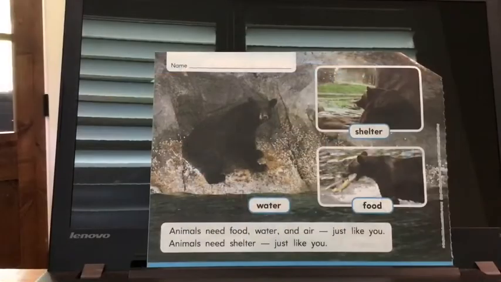Let's look at the next page. This page shows how one animal meets its needs. What is this animal? Yes, it's a bear. Let's read about it. It says, animals need food, water, and air, just like you. Animals need shelter, just like you.